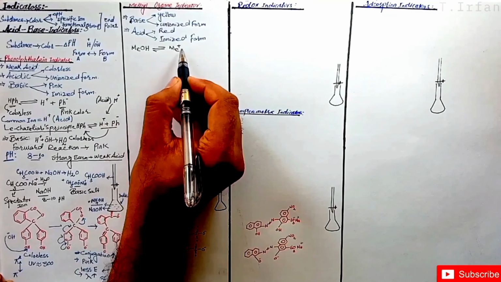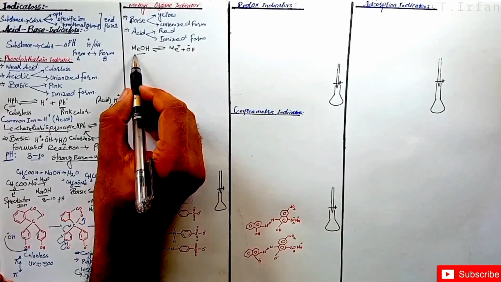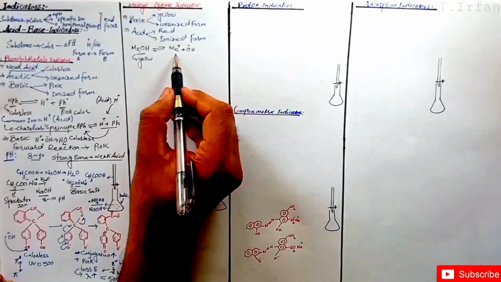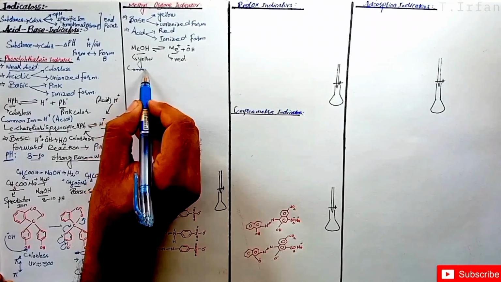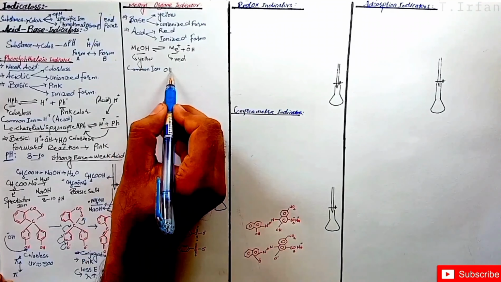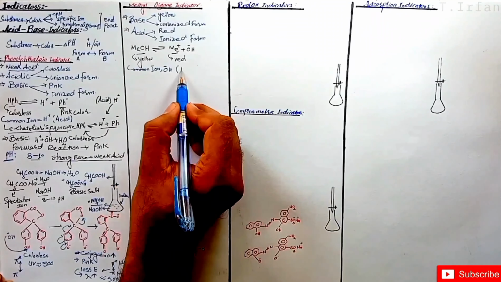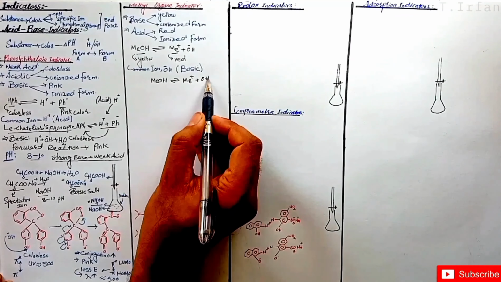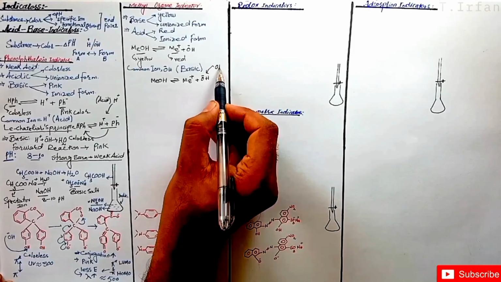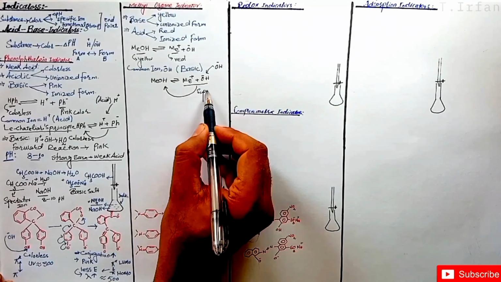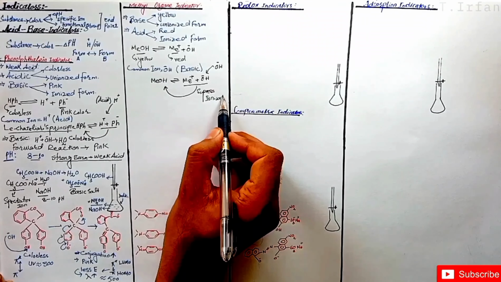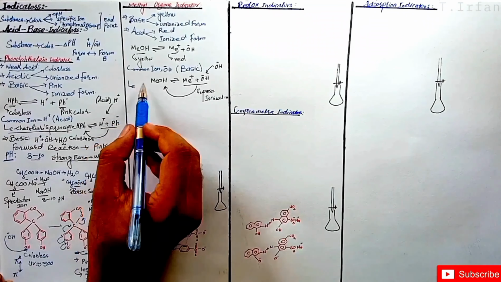We just represent this indicator as methyl OH, which ionizes and forms methyl cation and hydroxyl ion. This unionized form exists in basic medium and shows yellow color, while its ionized form exists in acidic medium and shows red color. In basic medium, the hydroxyl ion is a common ion, and according to Le Chatelier's principle, this hydroxyl combines with the cation and suppresses the ionization of this indicator. So in basic medium, the unionized form of methyl orange exists, which shows yellow color.